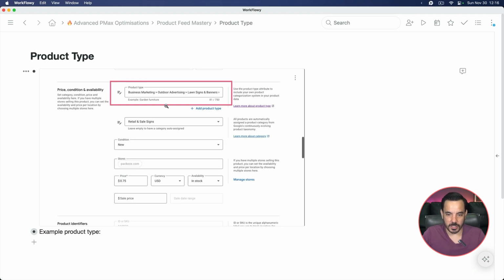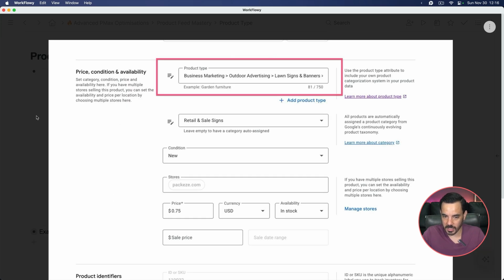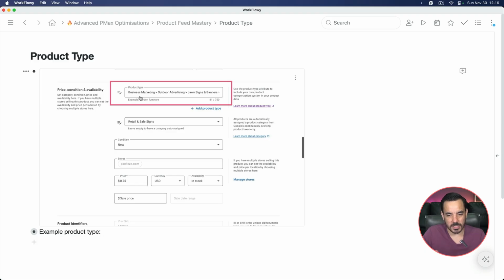And finally, we have the product type. So product type is a field available within your product feed. Here's how it looks in Google Merchant Center. And the main mistake that I see a lot of businesses making here is not even filling out their product type, or they might just have like one word in their product type, like tower fan.